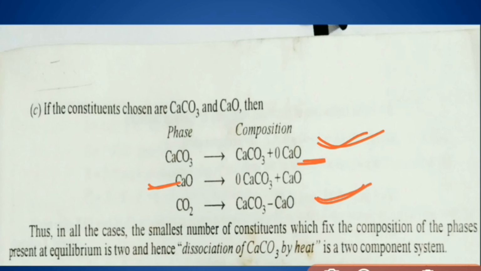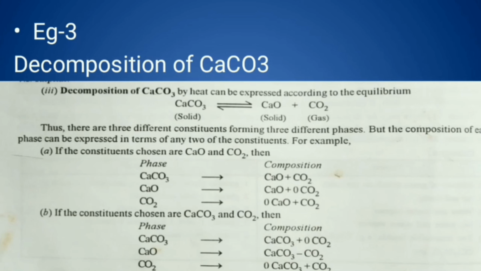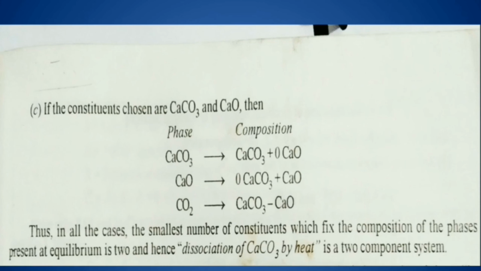So in all the cases, we have studied three cases here. The smallest number of constituents which fix the composition of phases present at equilibrium is 2. Hence, the dissociation of CaCO3 by heat is a two component system. We can see only two compositions are required to fix the composition of the phase here, right? So here also we can see that only two compositions are required. That is why this is a two component system.